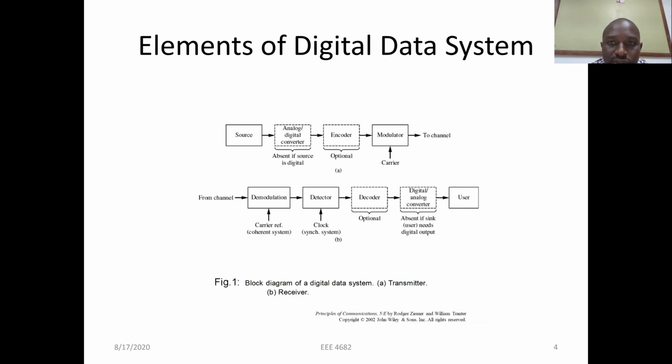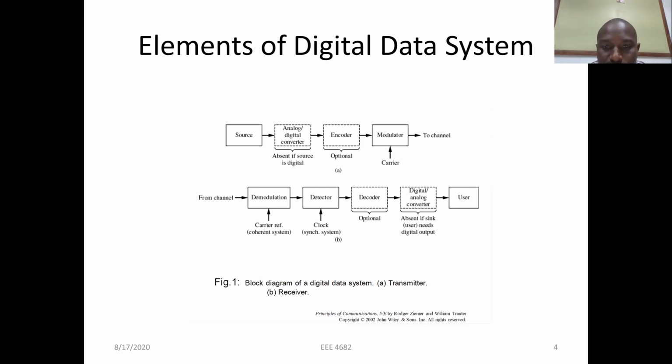The elements of a digital data system can be classified as the transmitting part as well as the receiving part. On the transmitter part, you've got the analog digital converter, the encoder and modulator. And on the receiver part, you've got the demodulator, detector, decoder, as well as digital to analog converter.